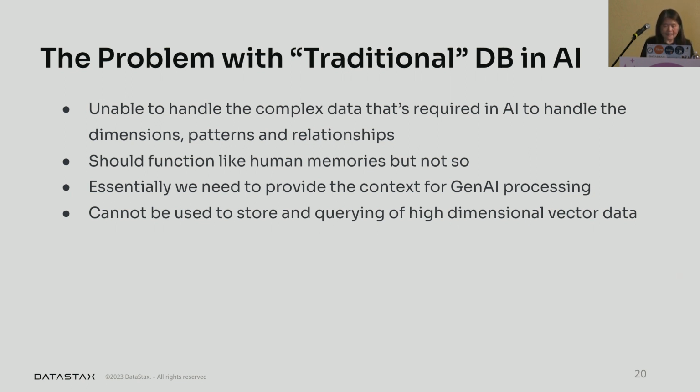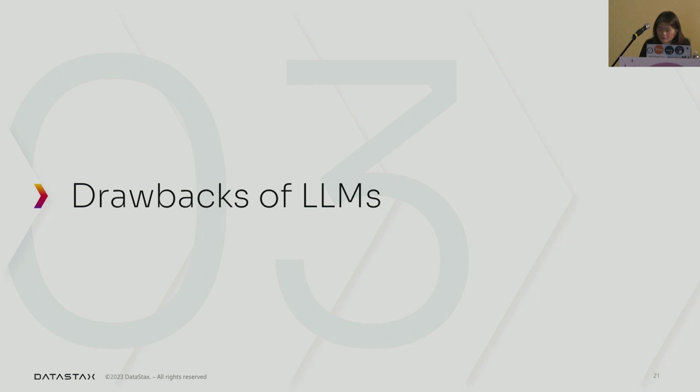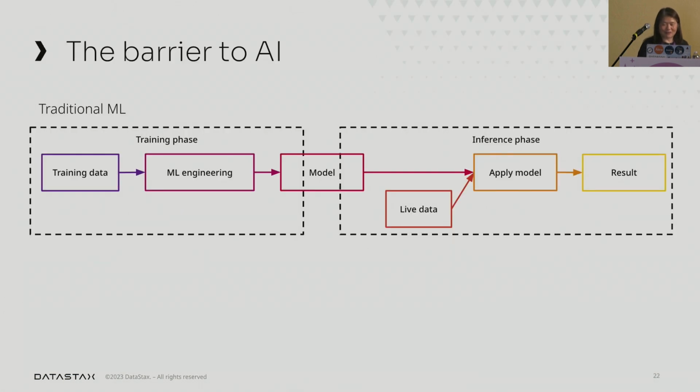So this is an area. Okay, so that's that. And now, let's real quickly talk about drawbacks of LLMs. The title of the talk is Boost Your LLMs with RAG. So let's take a look at LLMs and some of their drawbacks. If you look into the barrier of AI, as we know, in traditional machine learning, the steps are broadly divided into the training phase and the inference phase.